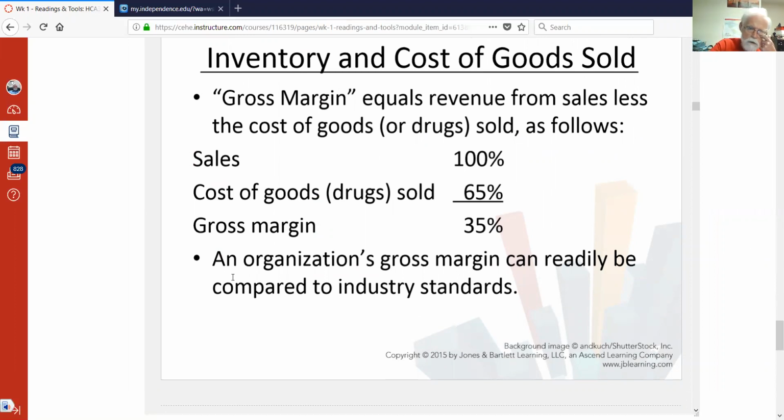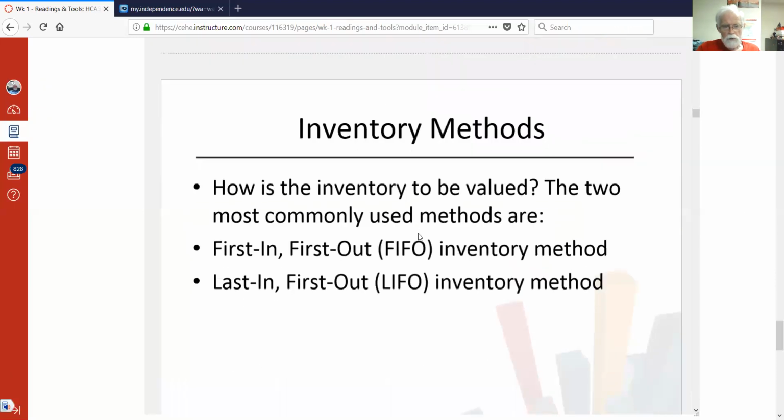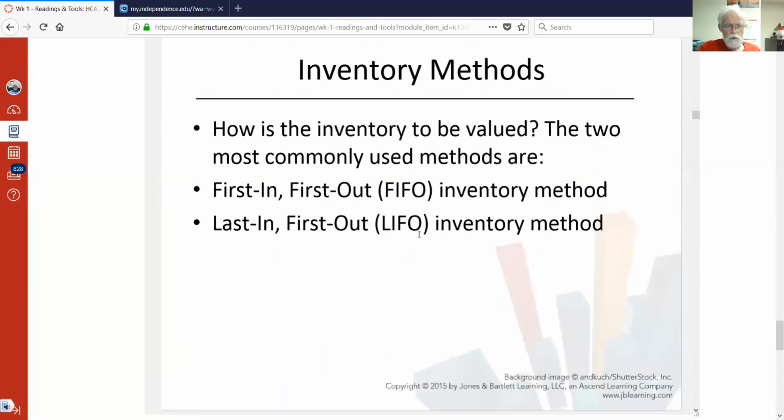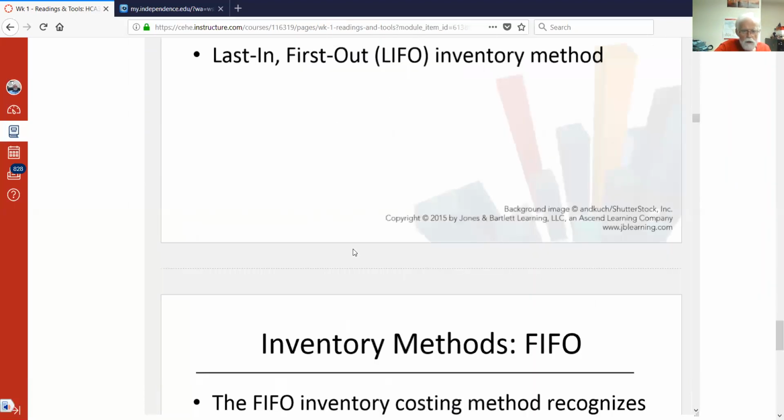For drugs, it's easy. If you buy a drug for $20 and sell it for $40, then our gross margin is 50%. It's the difference between sales and the cost. So the gross margin on many of these things is pretty high, and you can readily compare that to other things. Inventory methods, how do we value it? The two most commonly used are first in, first out, or last in, first out.